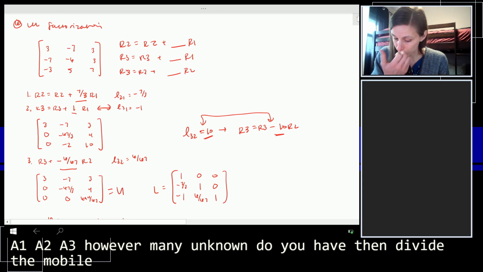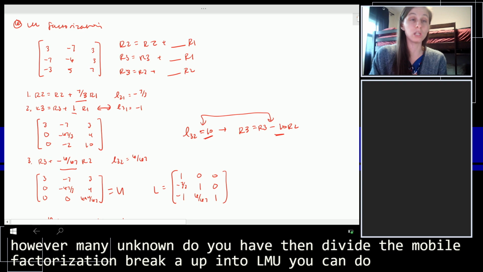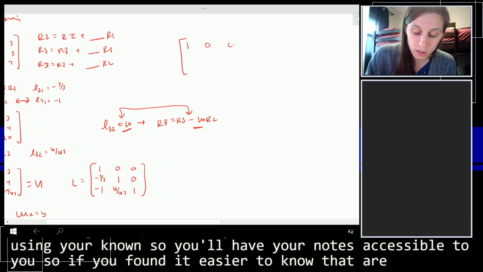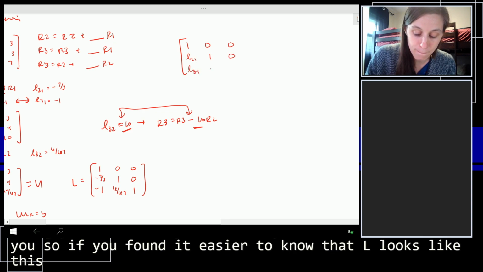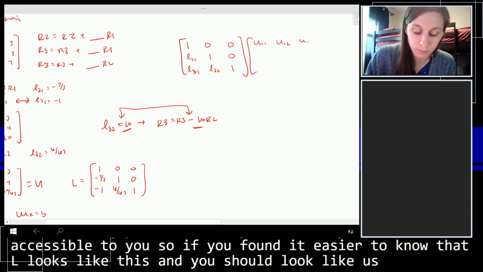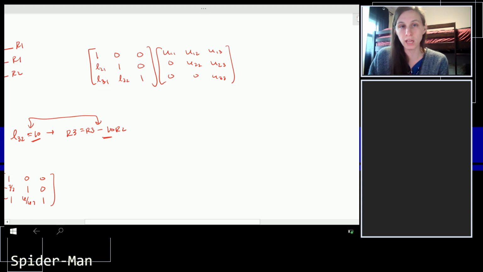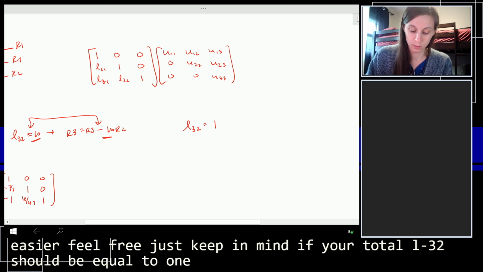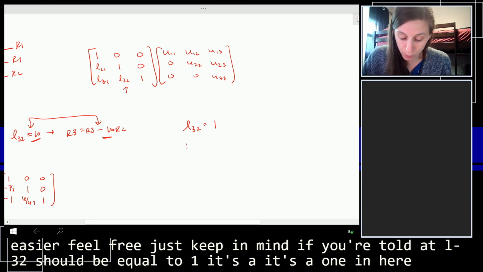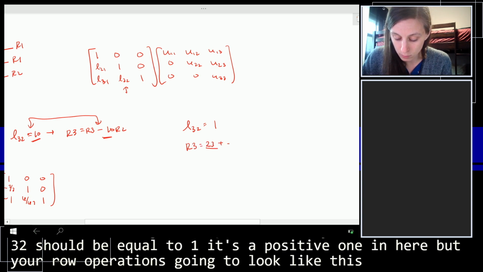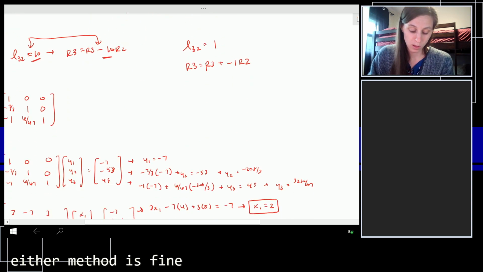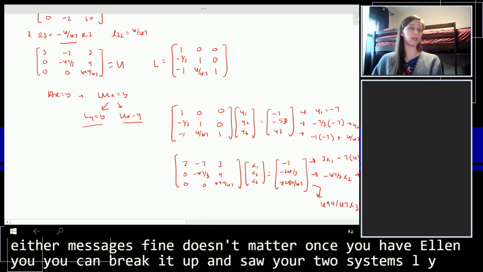LU factorization: break A up into L and U. You can do that using your row operations. You could technically also do that using your known forms, since you'll have your notes accessible to you. So if you found it easier to know that L looks like this, and U should look like this, and when you multiply them, you can set it equal to A, feel free. Just keep in mind, if you're told that L32 should be equal to 1, it's a 1 in here, but your row operation is going to look like this. Either method is fine. Once you have L and U, you can break it up and solve your two systems: LY equals B and UX equals Y.